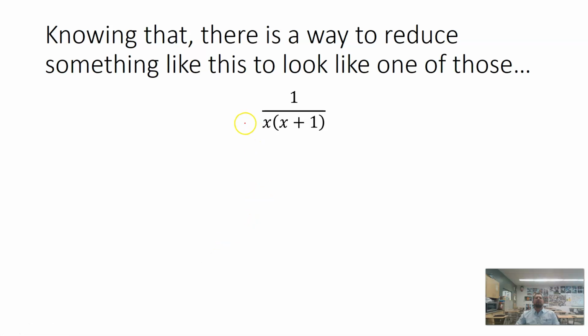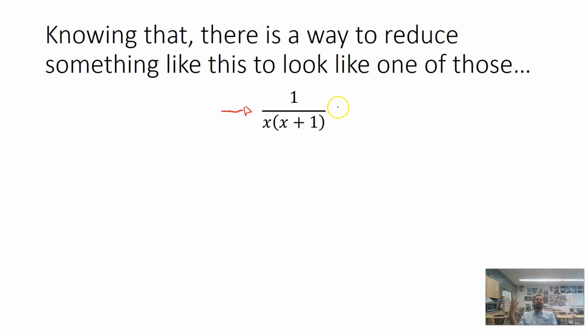So our goal, at least in this particular lesson, is how to take a fraction that doesn't look like one of those right now. Like this fraction right here, you'll notice I've got 1 over x times x plus 1. Well, u substitution would not work if I was to do this problem. And nothing else would work actually if I wanted to take the antiderivative.